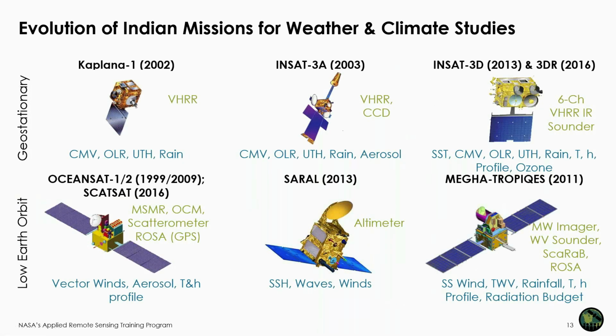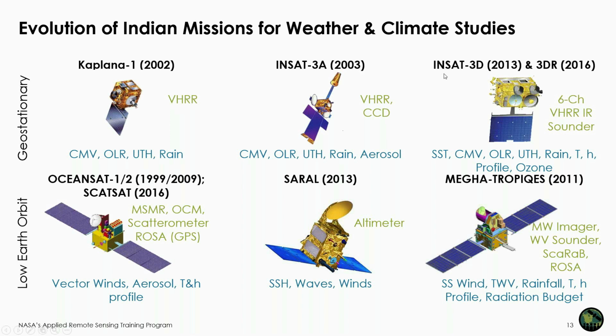Now, as far as the evolution of Indian missions for weather and climate studies is concerned, we had a geostationary satellite which was launched in 2002 called Kalpana-1. It was a meteorological instrument, and it was providing information about cloud motion vector, outgoing longwave radiation, upper tropospheric humidity and rain, etc. It had a sensor called VHRR, very high resolution radiometer. Then in 2003 came the next generation INSAT series satellite, INSAT 3A.